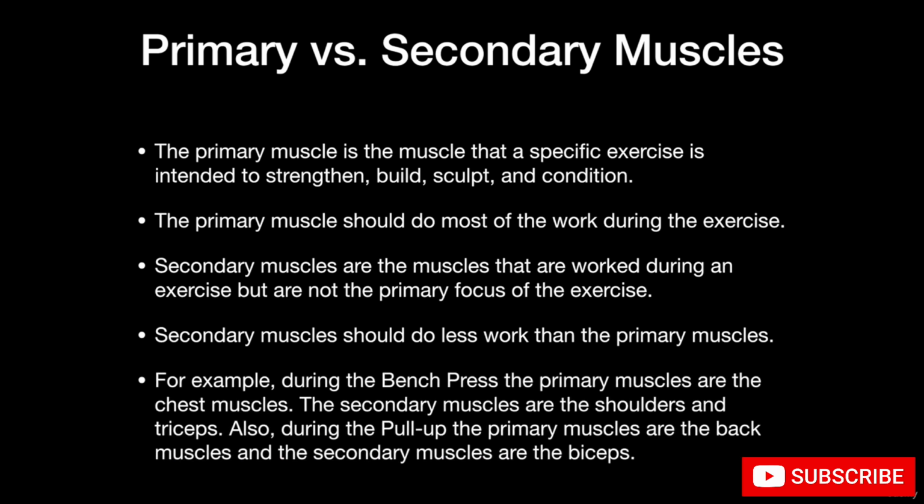For example, during the bench press, the primary muscles are the chest muscles. The secondary muscles are the shoulders and triceps. Also, during the pull-up, the primary muscles are the back muscles, and the secondary muscles are the biceps.